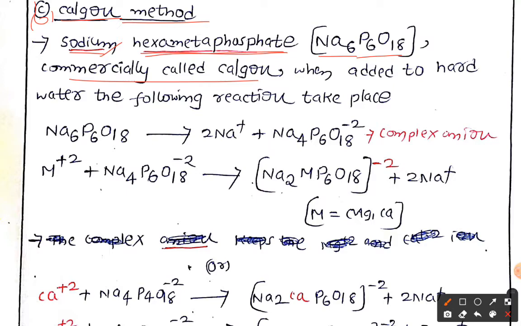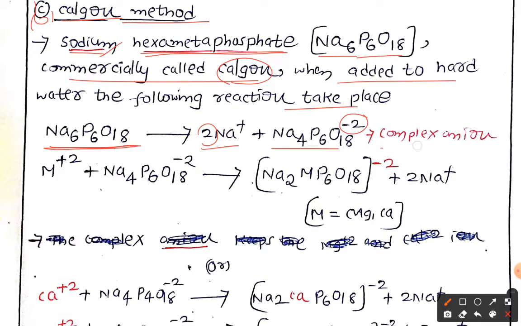So the commercial name of Na6P6O18 in the market is Calgon. When this is added to hot water, what reaction takes place? First, from this Calgon you are going to lose 2 sodium ions, and you are left with a charge of -2.